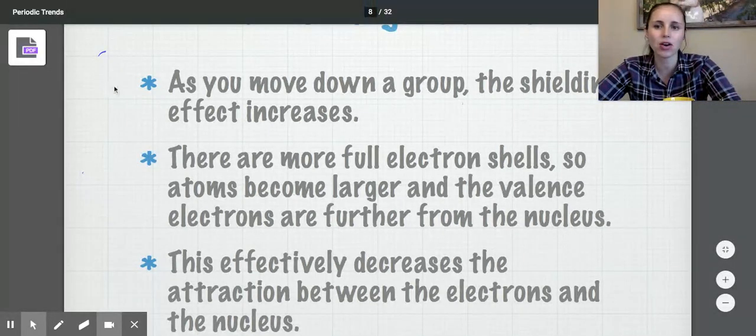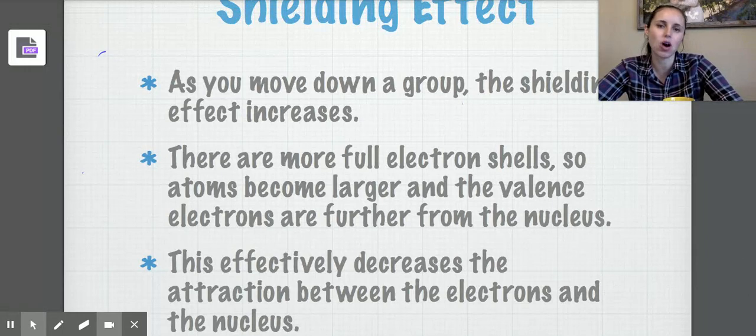So the higher up we are on the periodic table, the less shielding effect, the more attracted our electrons are going to be. The lower we are on the periodic table, the more shielding that's happening, the less attracted our electrons are going to be. That takes a little while to stick. I understand that's complicated, but once you understand that, we can apply that to all of our trends that we're going to be talking about today.